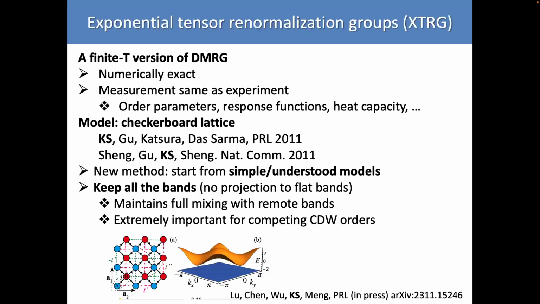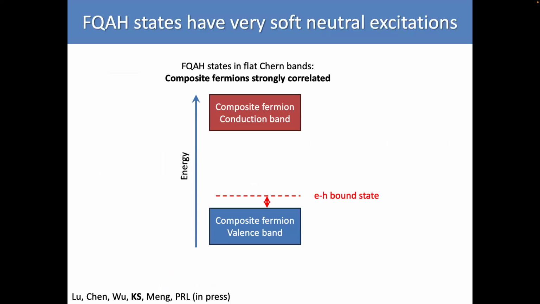Here are some technical details about how we measured those quantities. Because we measure the temperature dependence, we can't use traditional techniques like exact diagonalization or DMRG, which handle zero temperature physics. What we use is a new algorithm known as exponential tensor renormalization group. It's basically a finite temperature version of DMRG. It is numerically exact and can calculate all kinds of physical observables at finite temperature. So basically the strong interaction between composite fermions in the non-Hall state tells us that in fractional bands, we should expect very low energy charge neutral excitations.